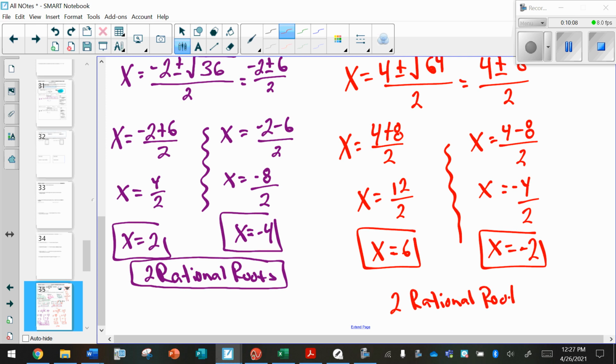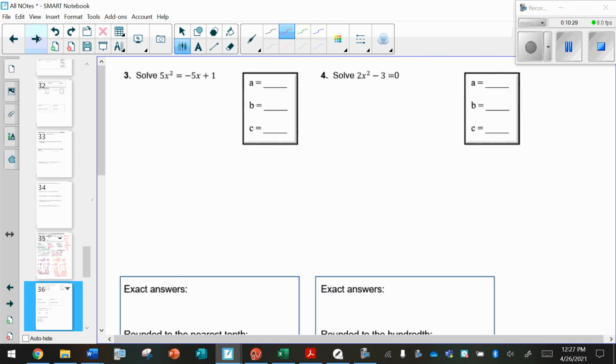Now, if our roots ended up rational, that means that they probably would have factored at the beginning. If we end up with rational roots, that means we can factor it. If they're not rational or they end up imaginary, then this equation could not be solved by factoring. All right, so let's turn the page, keep going.